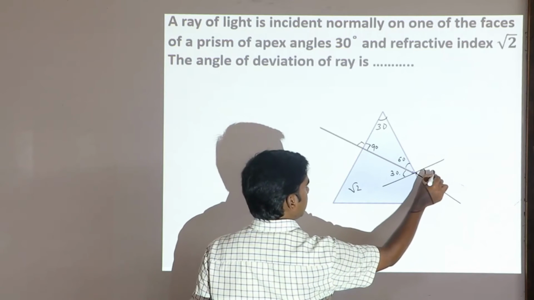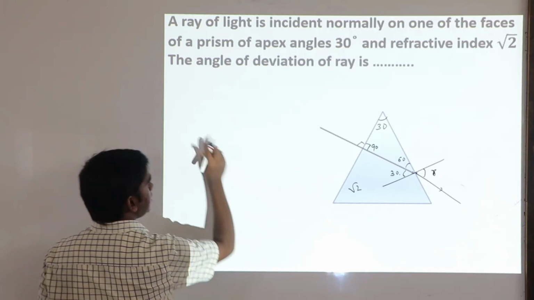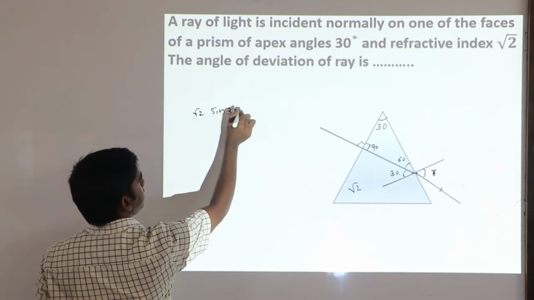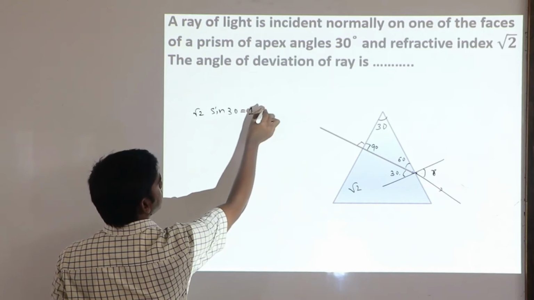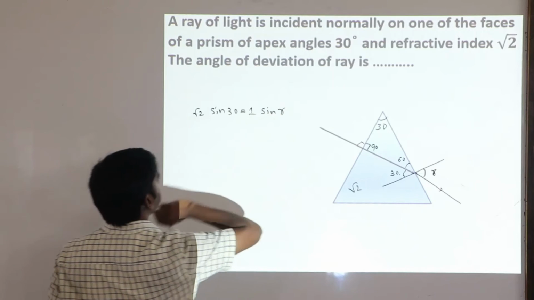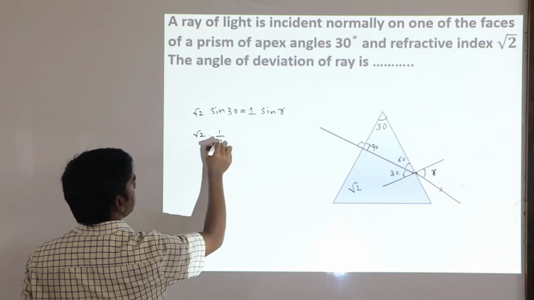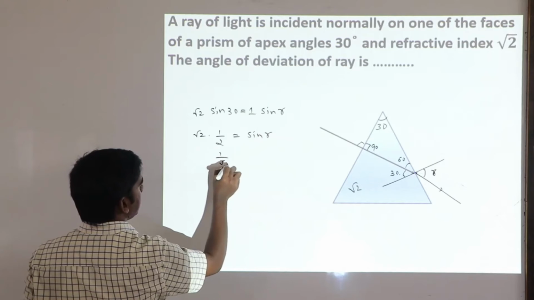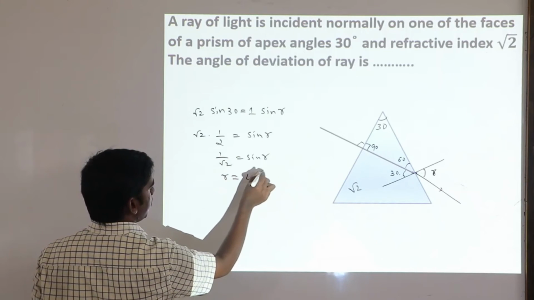You have to find the angle of refraction. Apply Snell's law. So the first medium is √2 sine 30 equals, outside is 1, so sine r. Okay. So √2 sine 30 is what? Sine 30 is 1 by 2, equals sine r. So this will become 1 by √2 equals sine r. So r equals what? r equals 45 degrees.